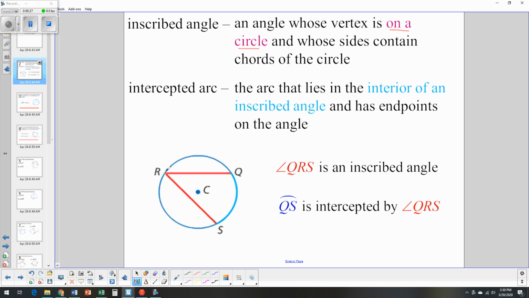So here at vertex R, we do have inscribed angle SRQ. That's different from when we had our central angles. Central angles went from the center, inscribed angles go from the edge. The intercepted arc is the arc that is being opened up by this angle. A lot of times I describe it as if we held a flashlight here at the angle, this is where all the light would be. So this arc is where the light would be. Arc QS is our intercepted arc, angle QRS is our inscribed angle.